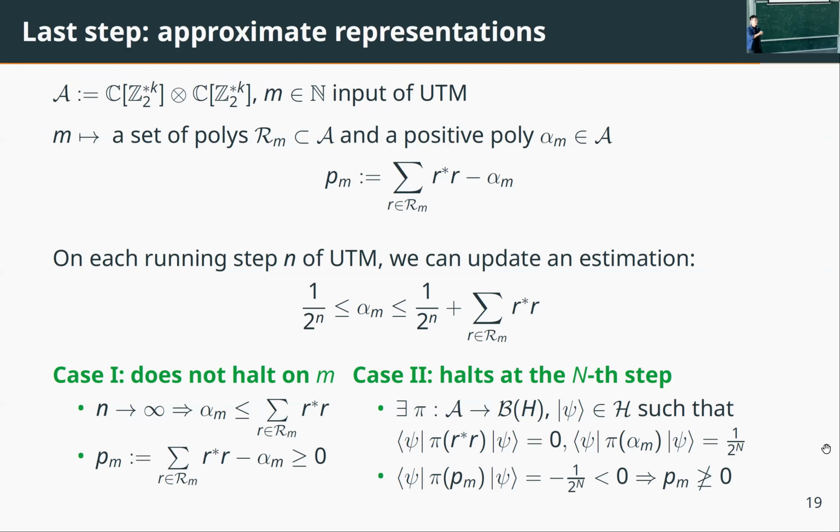Okay, so this is the last step of construction. You may wonder, how do we exactly define this computable map from M to this set of polynomials and positive polynomials, such that you can have this nice estimation on each step of the Turing machine? I'm not going to dive into the details on how we construct this. I want to convince you that although the halting problem or co-halting problem for Turing machines is a giant monster, it can still be encoded in some small algebras.